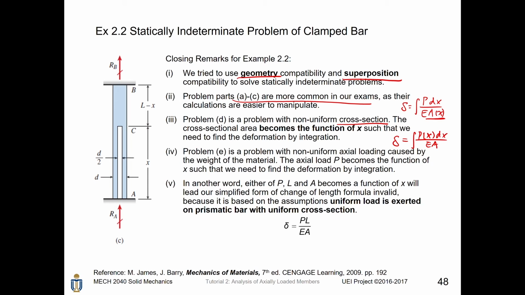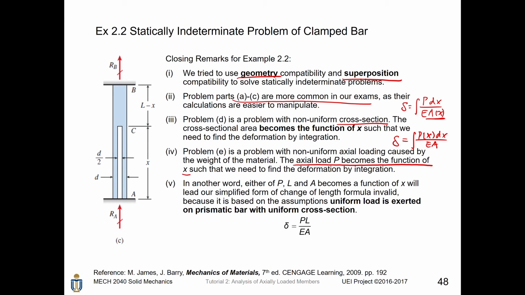Actually, in real life, all those letters inside can be variables of x. For example, in the most complicated case, the delta will become the integral of P(x) dx divided by E(x) A(x). Yes, sometimes it is very complicated, but in our practice problems, we try to use only one of them as the variable, such that we can set the problems easier and let you solve the problem in a reasonable time. So, in problem E, the axial load becomes a function of x.